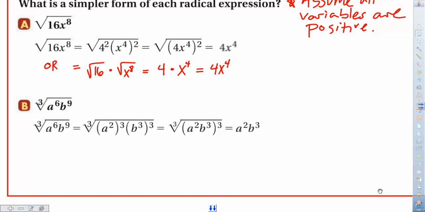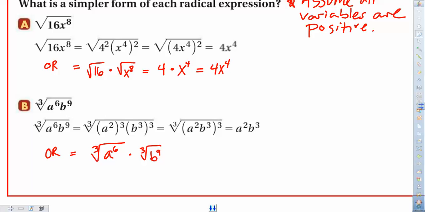Let's take a look at the next example. The only difference now is we're dealing with cube roots. But guess what? The rules are no different. I have two things being multiplied together here, a to the 6th times b to the 9th. So couldn't I separate that into the cube root of a to the 6th, multiplied by the cube root of b to the 9th?